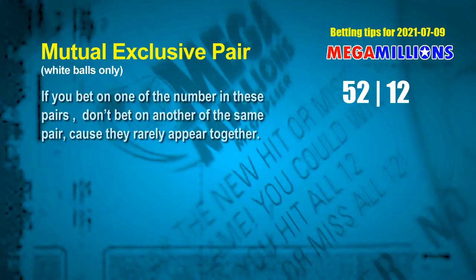Besides these best numbers we found out for you, you would like to pick some numbers through the following units digit rule by yourself. Here are some tips for you to increase hit odds, such as mutual exclusive pairs. These numbers in mutual exclusive pairs both match the following ones rule, but according to hundreds of results before, they rarely appear together, which means, if you bet on one of them, don't bet on the other in the same pair. The white ball mutual exclusive pair for the next draw is 52 and 12.